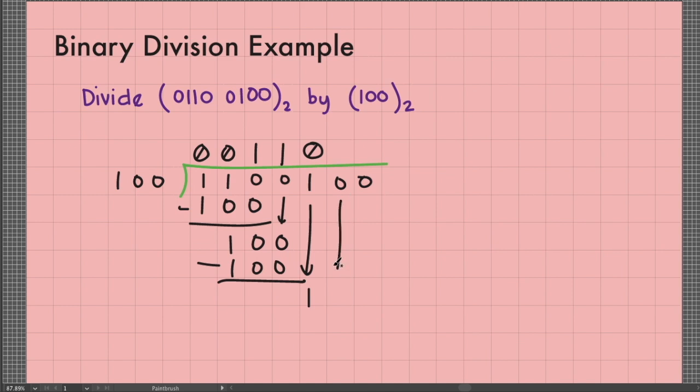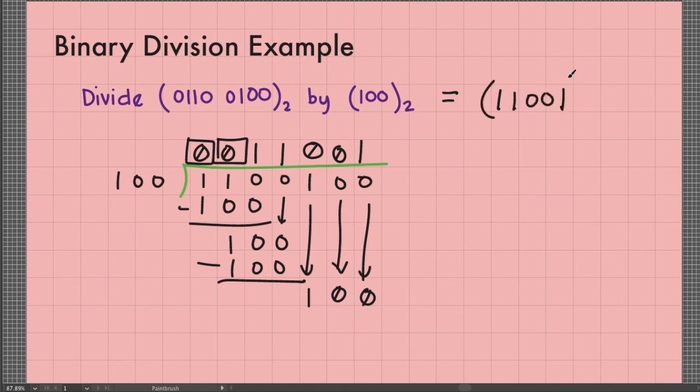Next, I'll drop this one here. 0. So 1, 0 is still less than 1, 0, 0. So I'm going to put 0 here. And let me drop this one. 0. 1, 0, 0 divided by 1, 0, 0 is obviously 1. When the most significant bit is 0, we can drop this portion. So we now turn to the next significant bit, and this is still a 0, so we can also drop this part. Therefore, our final answer is 11001. So let's check if our answer is correct.